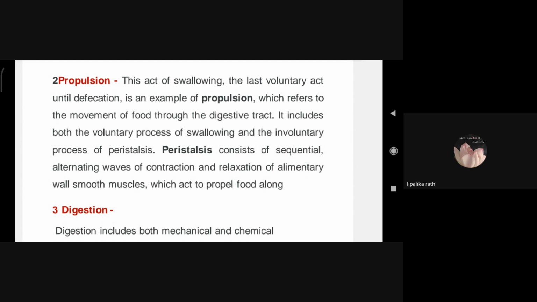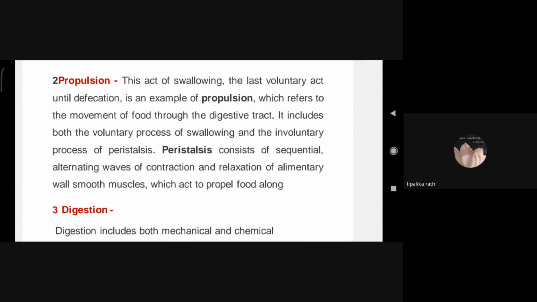Yes, anybody? Yes, ma'am. Propulsion is about food from swallowing to defecation of the stool. Yes, it is. But you have to understand that propulsion includes both swallowing and peristalsis. Swallowing is done by our own wish, our own will.